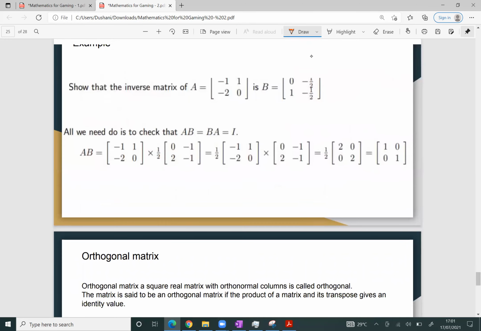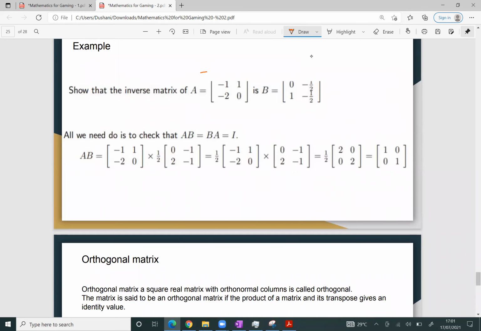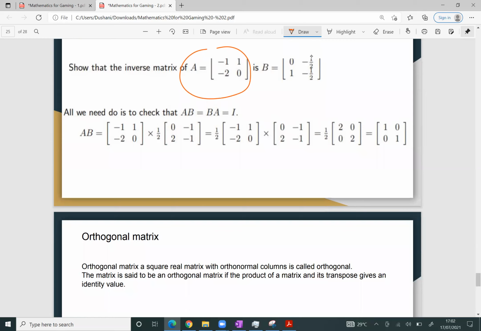Just like this example. So we have A. We are supposed to show that B is the inverse of A. So what do we do? We take AB. We check this particular condition. If that condition is true, then we can say this is true. This is AB, this is BA, and finally it is equal to the identity matrix.